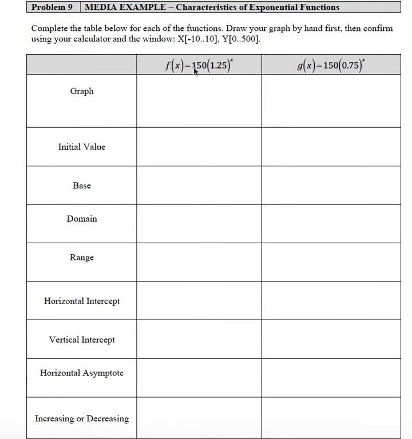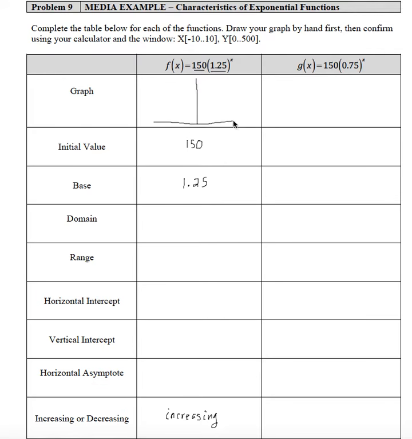F of x equals 150 times 1.25 to the x. So the first thing I notice is because of the value 1.25, this is going to be an increasing exponential. So I can actually go down to the very bottom of my table here because I already know that this is an increasing exponential function just because of the b value. And the initial value is 150. That is this value right here. The base is 1.25. So that's the stuff I can read just from the function itself.